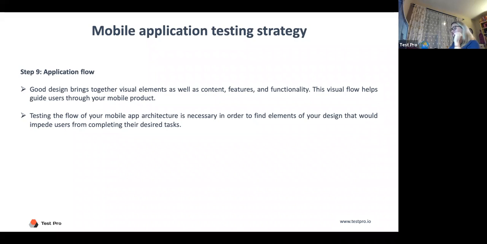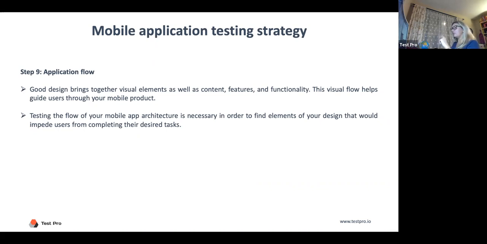Step number 9, application flow. Good design brings together visual elements as well as the content, features, and functionality. This visual flow will help guide users through your mobile application. So make sure that your design is user-friendly. Once a user opens your application, any first-time user is supposed to be happy and really guided on how to interact with this application. So not only test from the technical perspective, test from the normal user perspective, against normal user behavior. So remember this one.